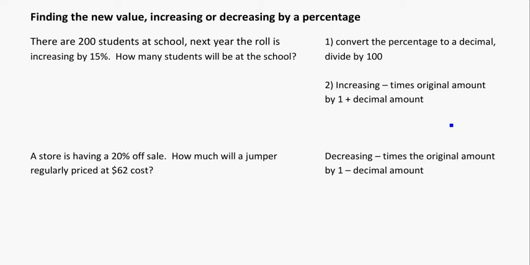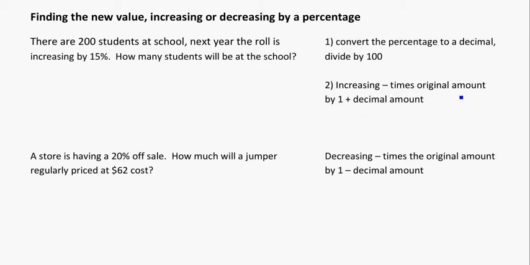So here we're going to look at finding a new value for something when we've increased or decreased by a percentage. Like most things with percentages, the first thing we'll do is convert the percentage to a decimal, and we can do that by dividing by 100. The next thing we need to identify is whether it's an increasing problem or a decreasing problem.